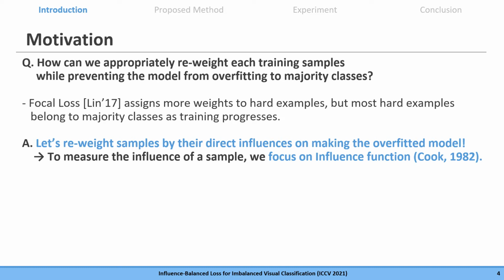Previous works tackled this problem by assigning more weights to hard examples. But we discovered that, as training progresses, most hard examples belong to majority classes due to the high capacity of deep neural networks. So, to prevent overfitting, we aim to reweight samples according to their direct influences on making the model. To measure the influence of a sample, we focus on the influence function from robust statistics.